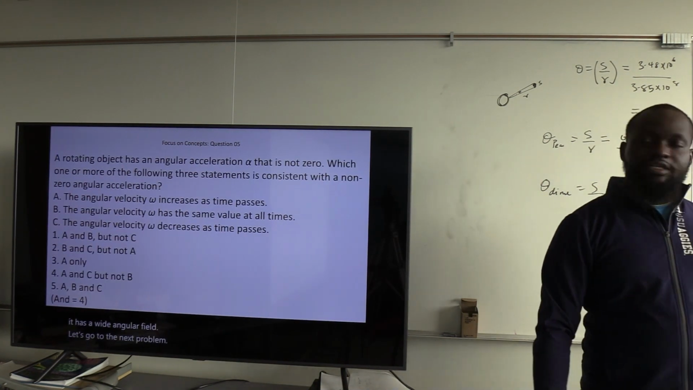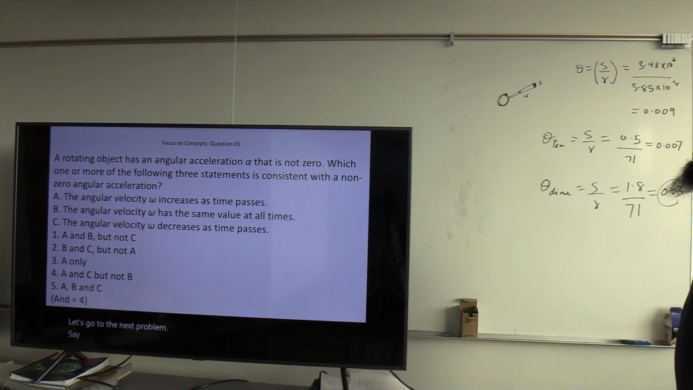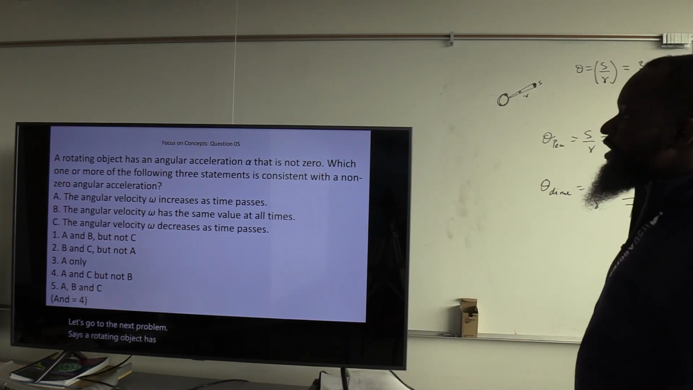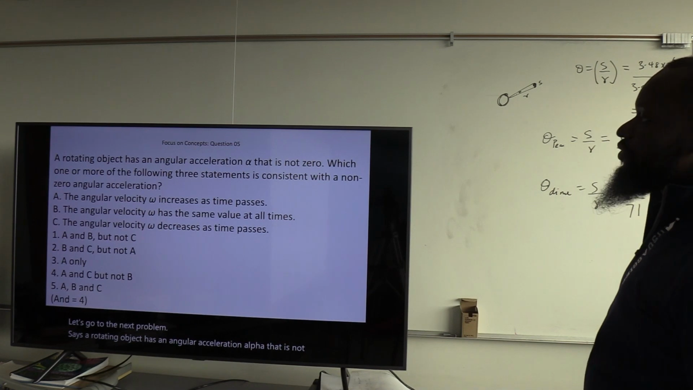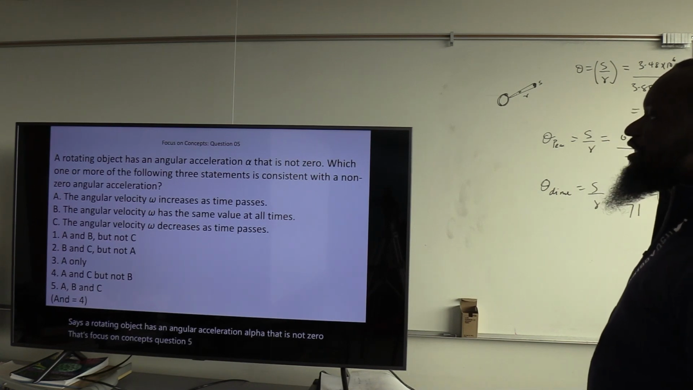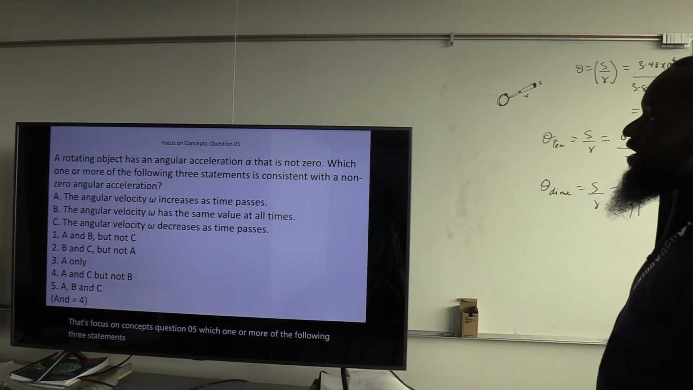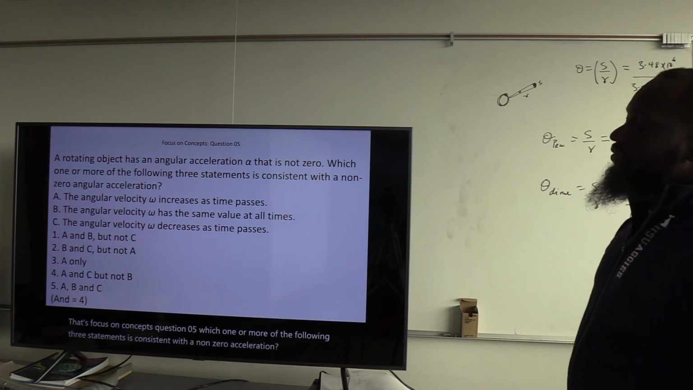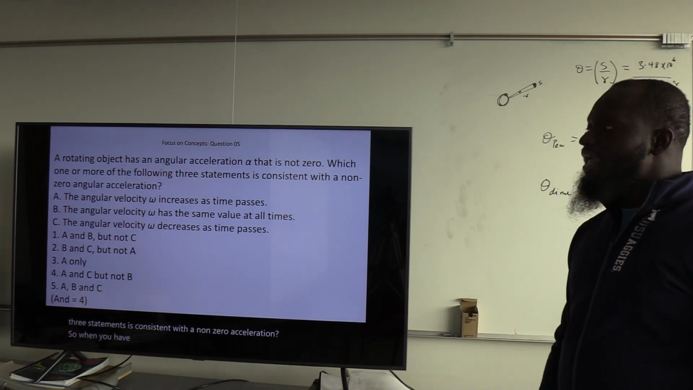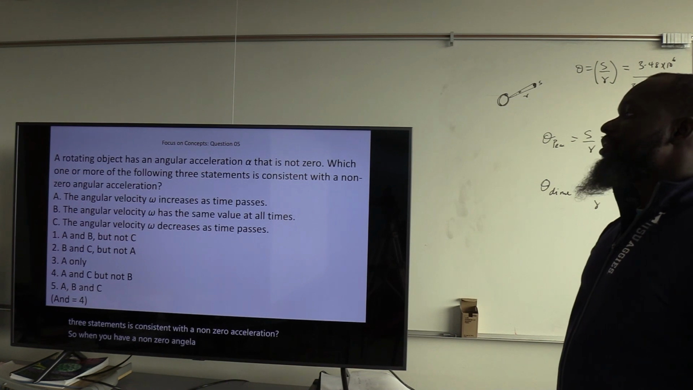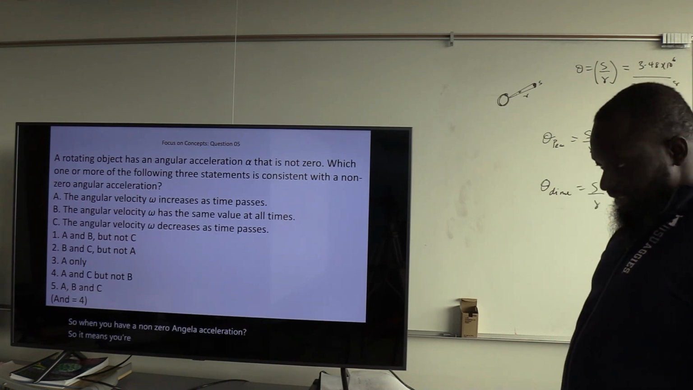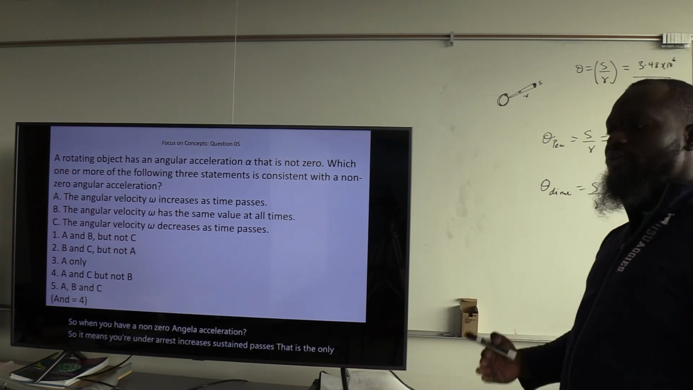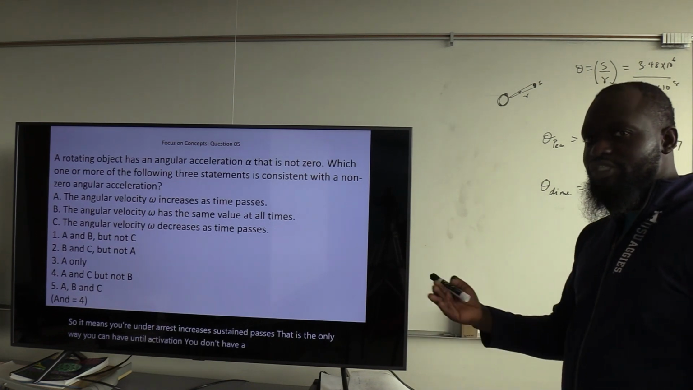It says a rotating object has an angular acceleration alpha that is not 0. That's focused on concept question 05. Which one or more of the following three statements is consistent with a non-zero acceleration? So when you have a non-zero angular acceleration, it means your angular velocity increases as time passes. That is the only way you can have angular acceleration. You don't have a constant angular velocity. Your angular velocity is changing.